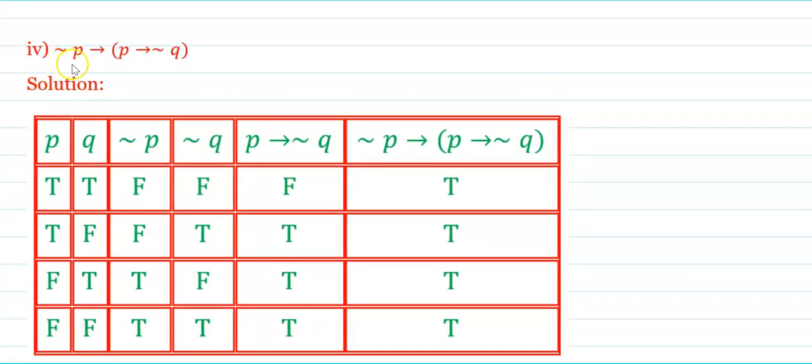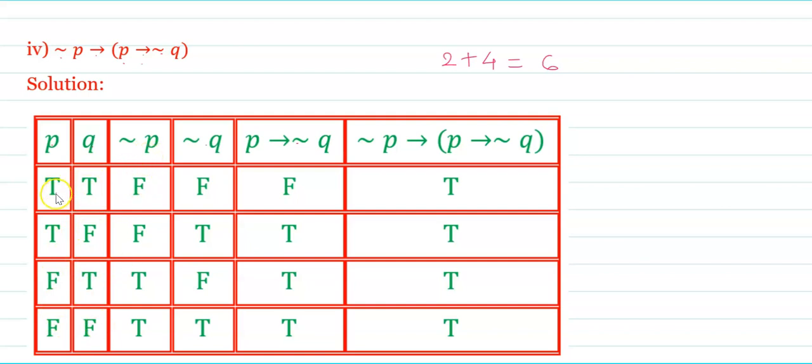Now the next question. Fourth one. Negation of P implies in bracket P implies negation of Q. पुन्हा statement किती आहे? There are two statements. Connectives 1, 2, 3 and 4. Therefore columns must be 6. 1, 2, 3, 4, 5 and 6. And the rows are 4. मग सुरुवातीला काय तयार करणार? P and Q. Double T, double F. Q means what? TF, TF.